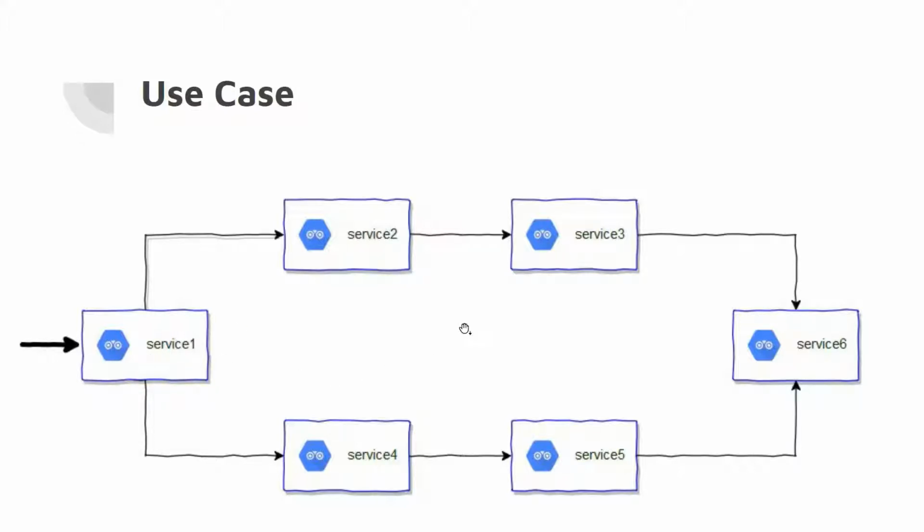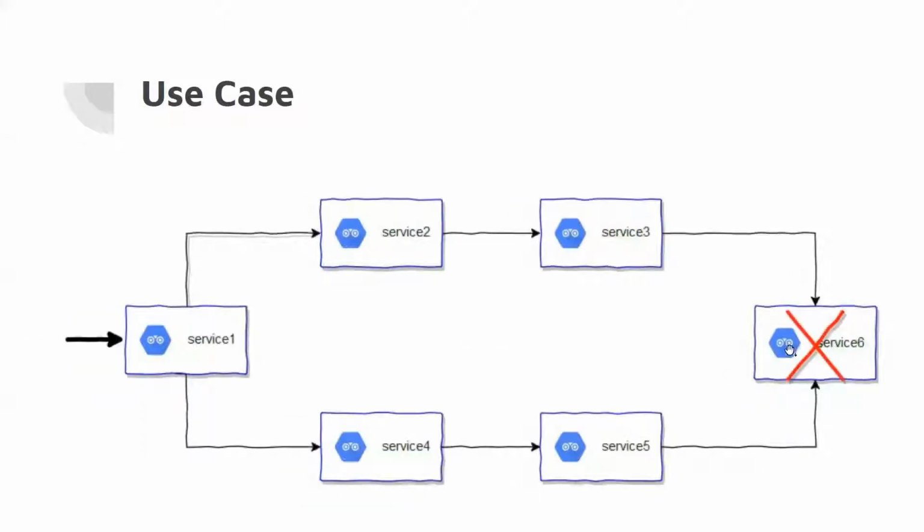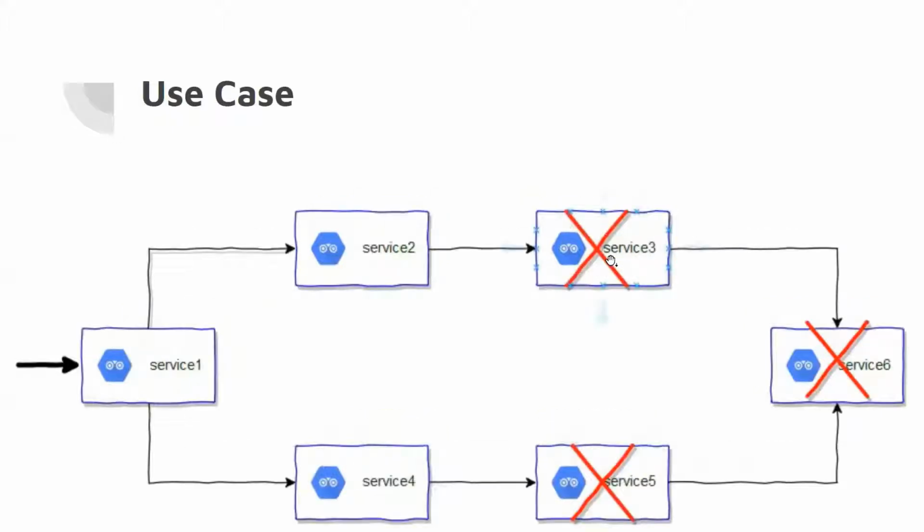So in this kind of architecture, what happens if service 6 goes down? When service 6 goes down, all the requests which are at service 3 and service 5 are going to time out and will consume a lot of resources. At one point, service 3 and service 5 will crash. So because of service 6, service 3 and service 5 got crashed.